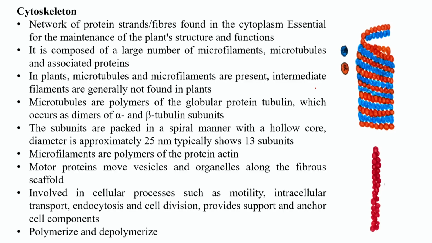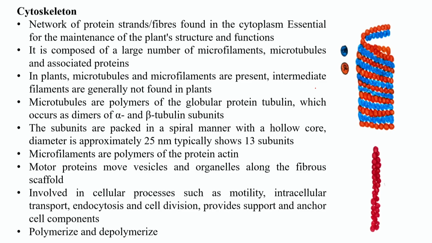Now, the cytoskeleton is a network of protein strands or fibers which are found in the cytoplasm, and these structures are essential for the maintenance of plant structure and function. These are a network of thread-like structures distributed in the cytoplasm, and they help in maintaining the structure of a plant cell.